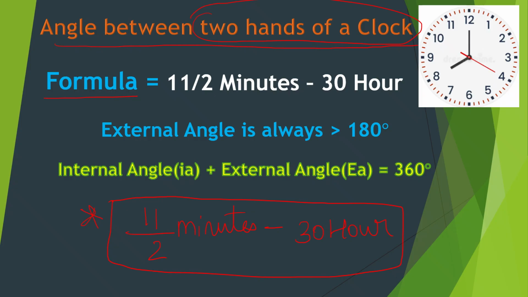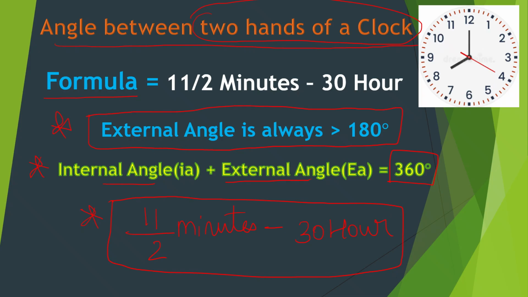External angle and internal angle you have something called as. So internal angle plus external angle is always 360 degree. It is always 360 degree. Internal angle plus external angle is equal to 360 degree. External angle should be always greater than 180 degree. This is also very important.